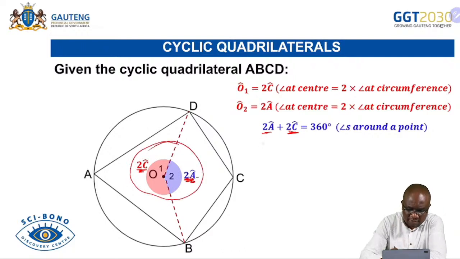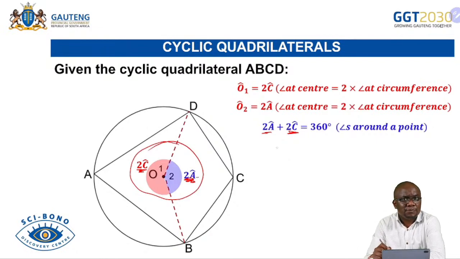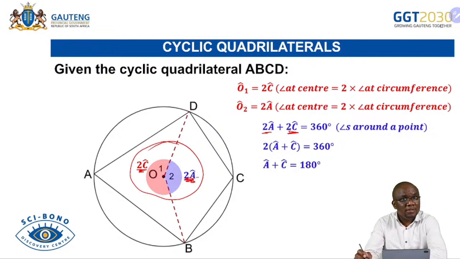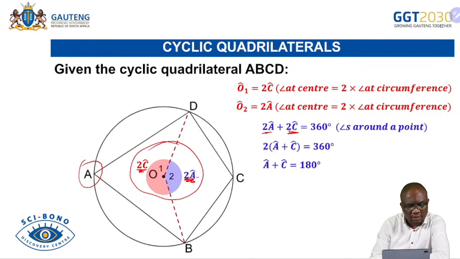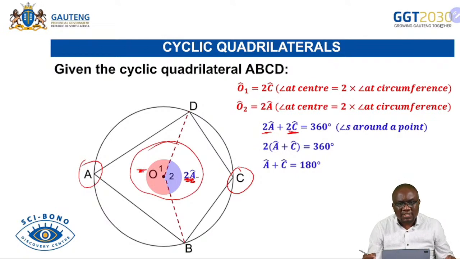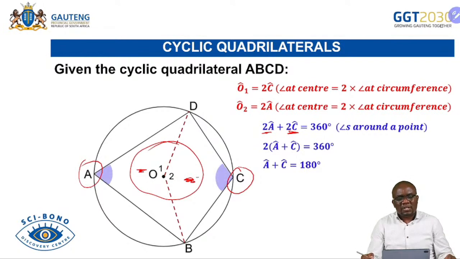So 2 times A plus 2 times C is equal to 360 degrees. Let's factor out 2, the highest common factor. So we remain with something like this, and then we divide by 2 on both sides. We remain with A plus C is equal to 180 degrees. This is our A, this is our C, and these two angles add up to 180 degrees. We have proved that the opposite interior angles of a cyclic quad are supplementary. They add up to 180 degrees. Don't forget that.